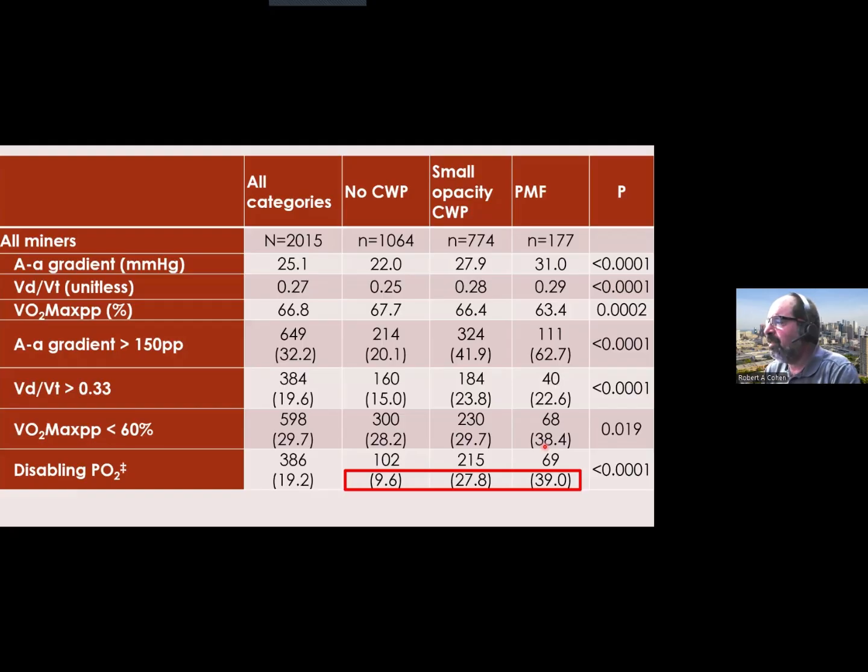And so that's really why it's so important to exercise people to determine their disability, because you'd miss 10% of disabled workers if all you did was look at their chest X-rays. And then that went up quite substantially if they had small opacity disease, nearly 3 times as much. And then again, still further when they had large opacity disease.